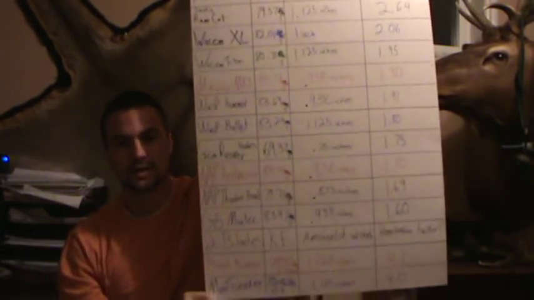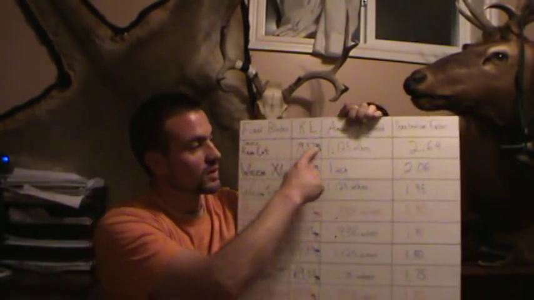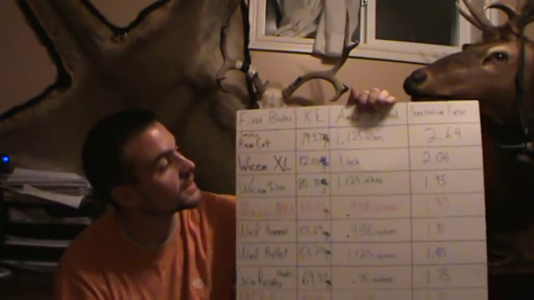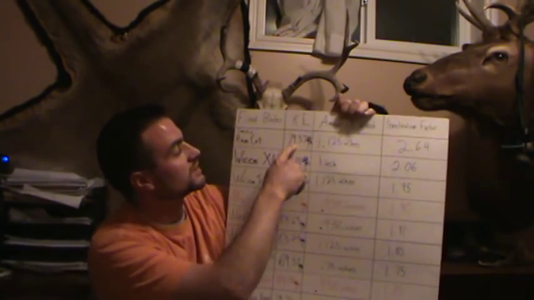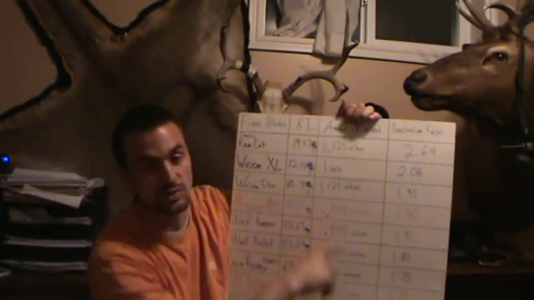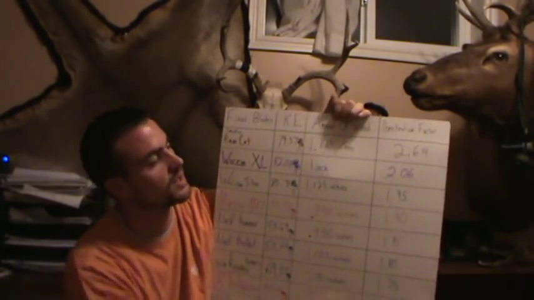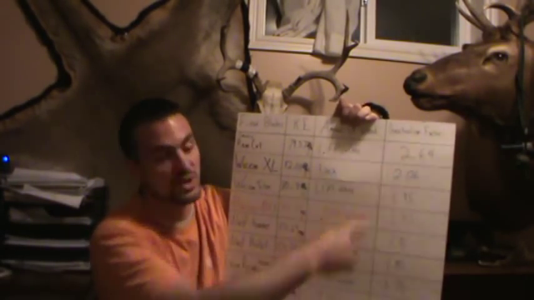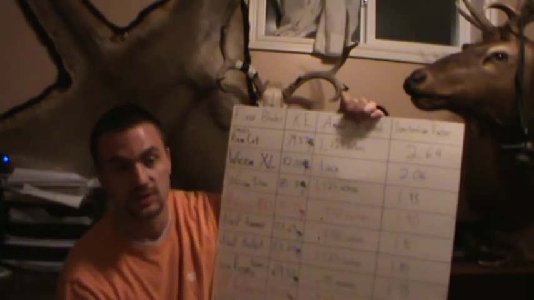So with that said, I've come up with this chart here, and this here is all of our broadheads. So starting with the fixed blades, number one on the top with the fixed blades was the Ramcat, the Smoke Ramcat, and with 79.37 joules of kinetic energy, it penetrated 1.125 inches of masonite, and that gives us a penetration factor of 2.64. The higher this number is, the better the penetration factor is. So this in a fixed blade looks like a pretty awesome blade.